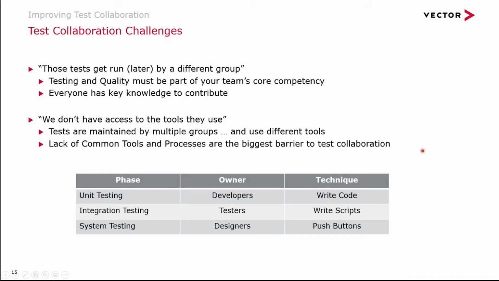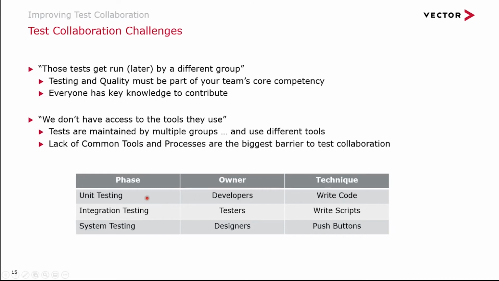I think it's fine for them to use different tools, right? It's very unlikely you're going to find one tool that's perfect for every flavor of testing you need to do. So different tools are not the problem. Test maintenance or even test generation being done by multiple groups is not really the problem, but the lack of a common way to control the test execution and understand the results, to me, that's the problem that we should look at solving.